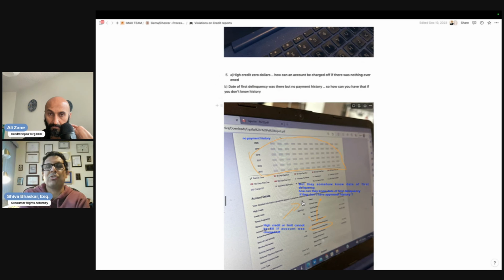So let's say you spent $2,000 and it gets charged off. Well, then the high credit should say $2,000, not $0. If there was never any money spent or any money owed on the account, how could it be charged off? That's clearly incorrect. There also cannot be a credit limit of any sort on a closed account or a charged off account. So that's always inaccurate.